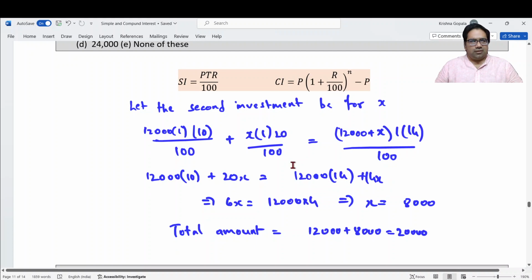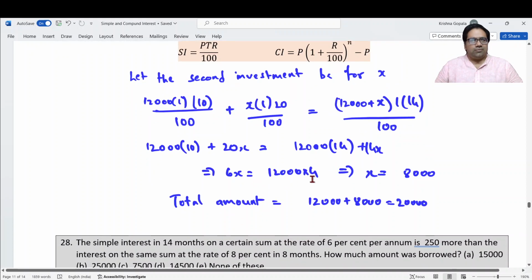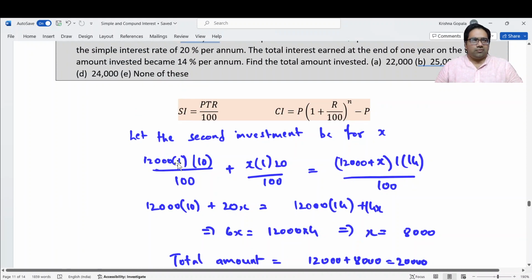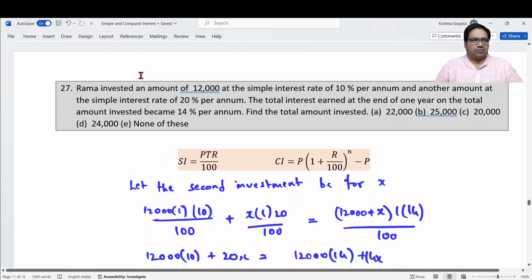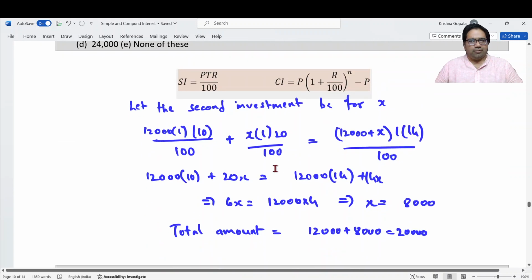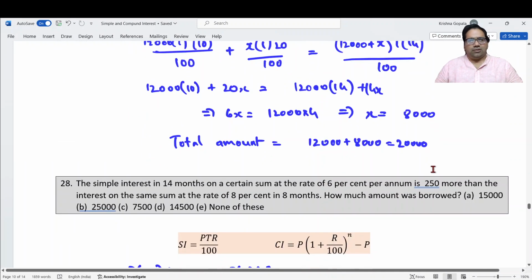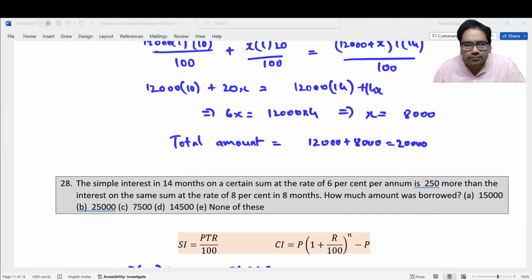So solving for this, all hundreds get cancelled. 12,000 into 10 plus 20x equal to 12,000 into 14 plus 14x. 6x equal to 12,000 into 14 minus 10, which is 4. That means x equal to 8,000. What is the total amount? 12,000 was the original amount plus x is the second amount. 12,000 plus x equal to 20,000. This is a simple problem. Right?